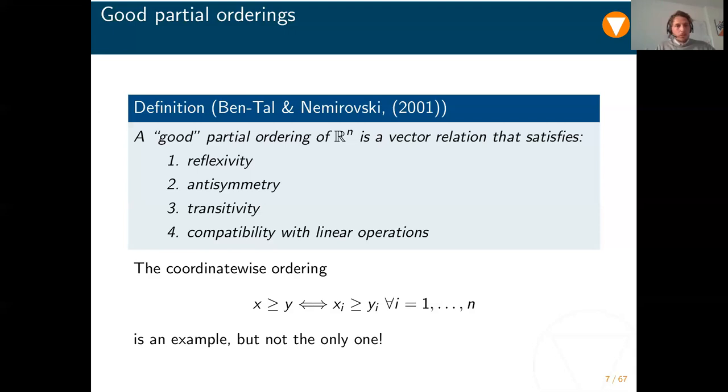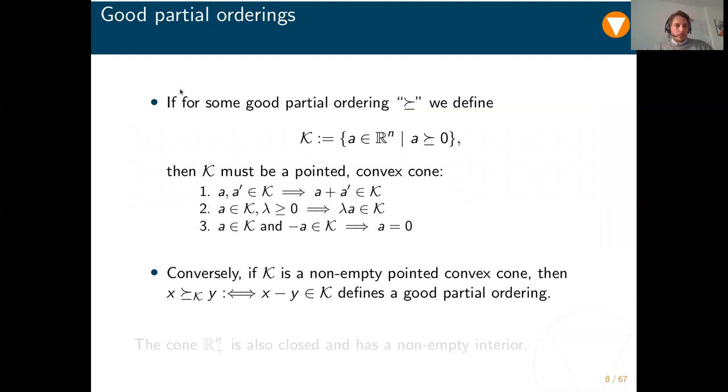So how do cones now come into play? It looks a bit technical, but it's really not important that you look at these details. It's just two facts that one can prove. If you have some partial ordering of the space R^n, it can be as abstract as you want, and you define the set of non-negative vectors with respect to this ordering, then it turns out that the set must satisfy these three properties, which you don't have to read in detail. You might realize that the first two properties together just mean that this K, which is defined in this way, must be a convex cone.